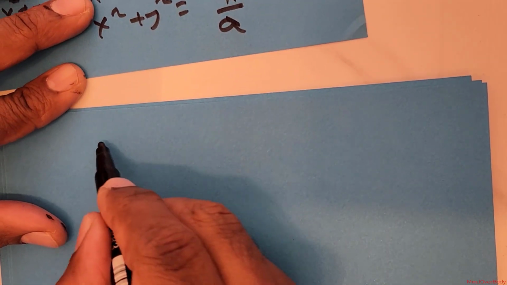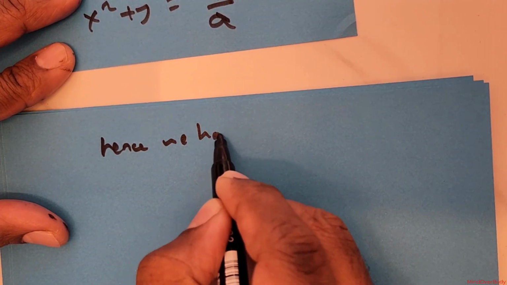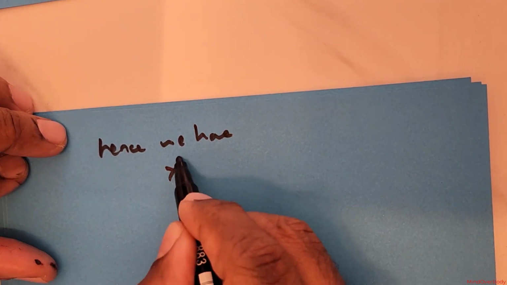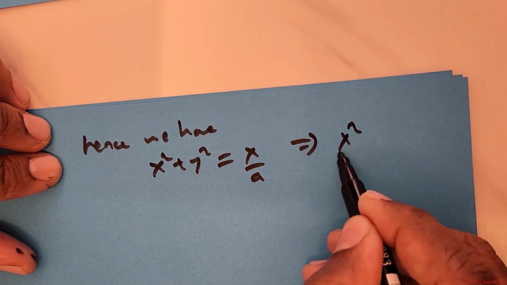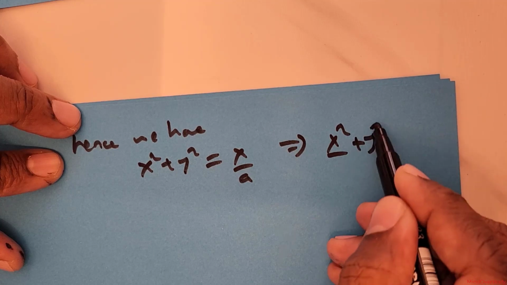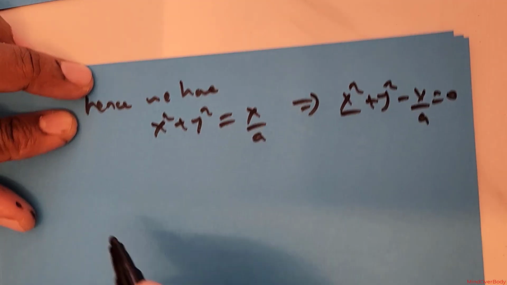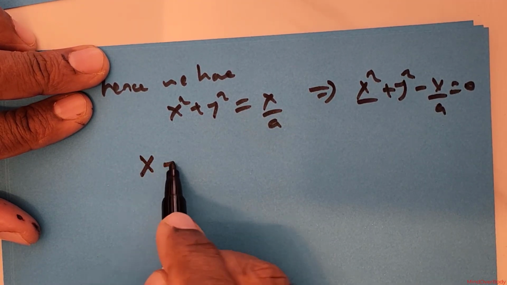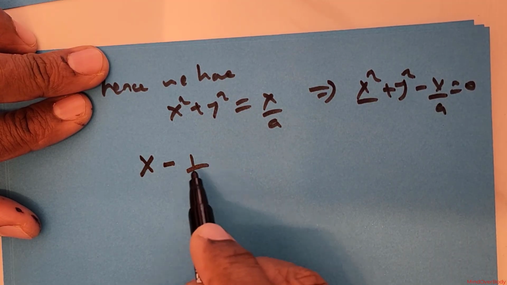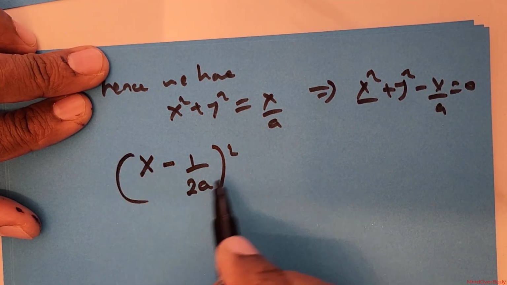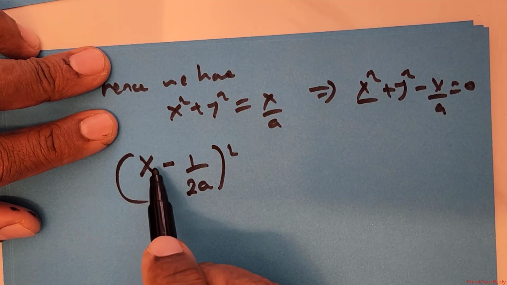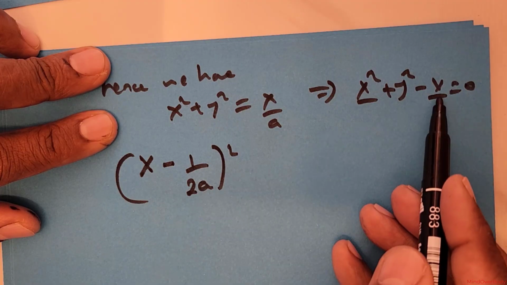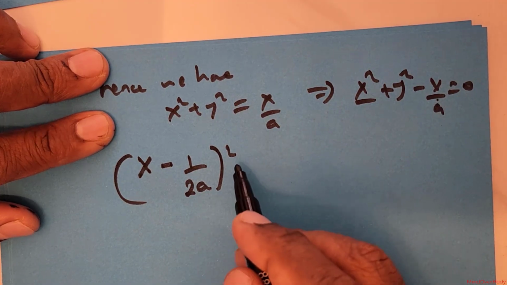Now let me go and rewrite this. Hence we have x squared plus y squared is equal to x over a, which means x squared plus y squared minus x over a is equal to 0. I'm going to rewrite this as x minus, can I write it as 1 over 2a, square root, I get x squared, and then negative 2 times x times 2a, that will give me this term.